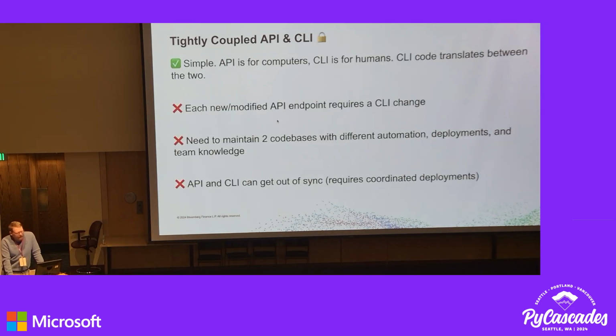So, a tightly coupled API and CLI is a simple and straightforward approach. The API is for programmatic access, the CLI is for human interaction, and the CLI code translates between the two. But when the API and CLI are tightly coupled, every time you modify one, you likely need to modify the other. You also need to continually maintain two separate code bases with different automation, deployments, and team knowledge. And the deployed API and CLI versions can get out of sync, and so you have to have synchronized deployments to avoid compatibility issues.